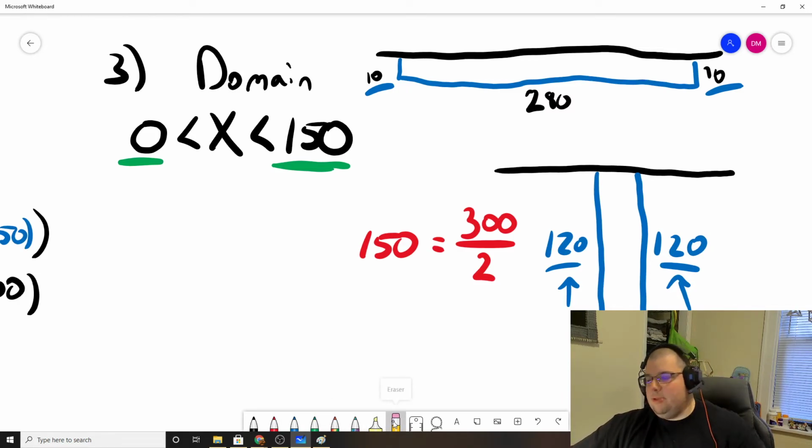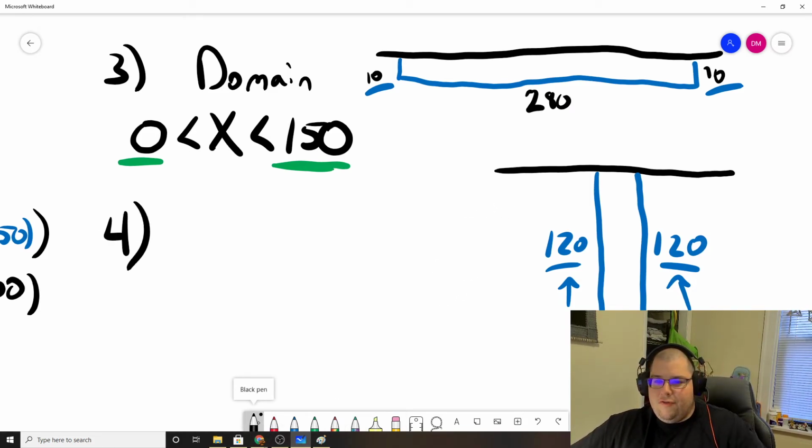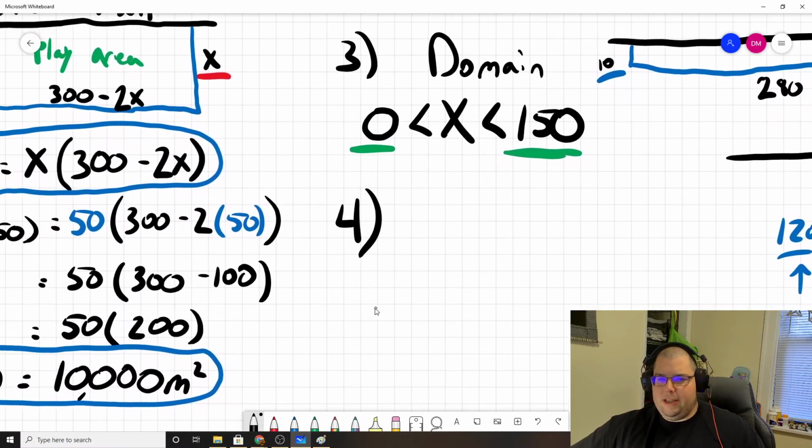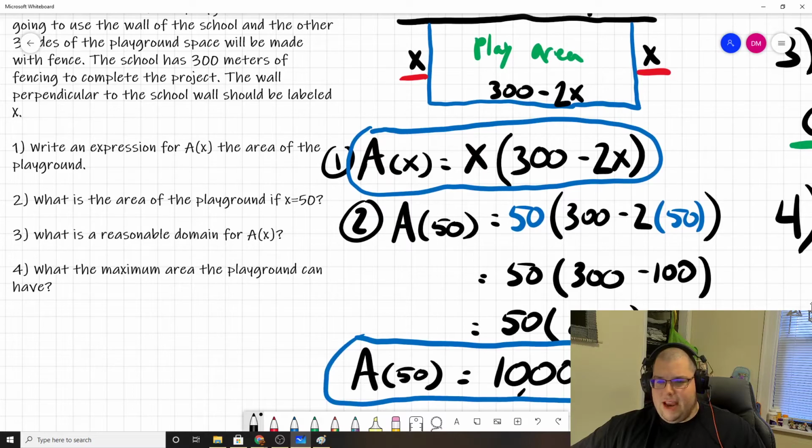If you had a similar problem but a different amount of fencing, the top value x can be would just be the total amount of fencing you have divided by 2, 1 for the left and right side. I'm going to delete that, and now we need to make our way to question 4, which I believe asks for the maximum area the playground can have.